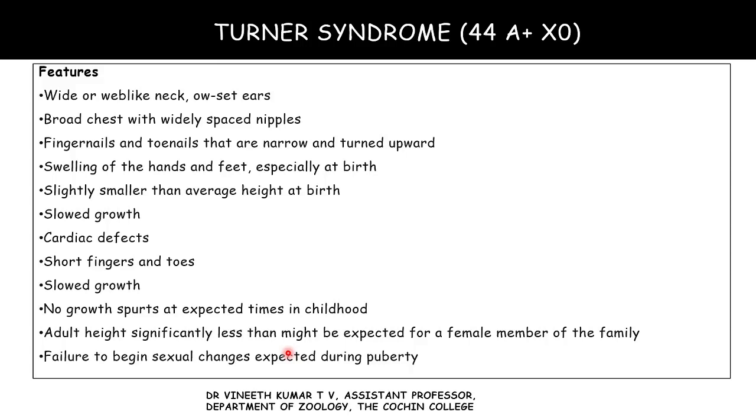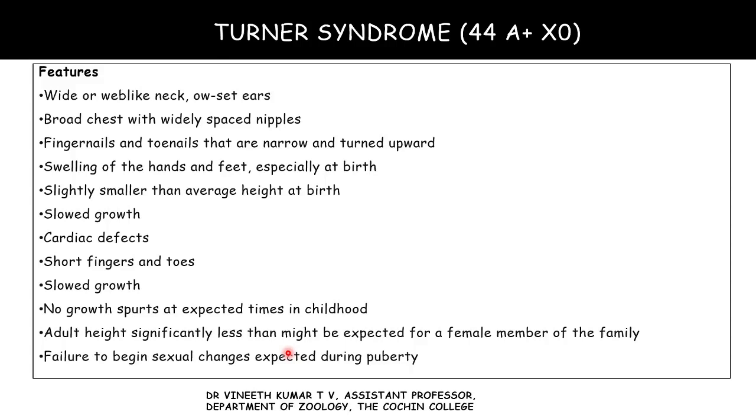Then the adult height is also significantly less than that of the normal female members of the family. Then failure to begin sexual changes or puberty is also seen in Turner syndrome individuals. So these are the features of Turner syndrome.